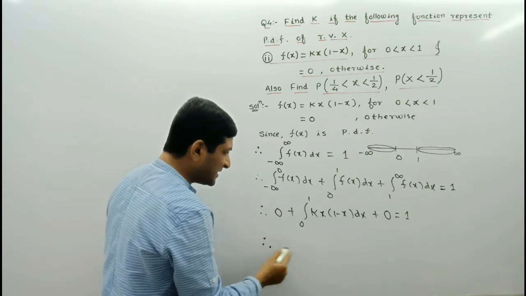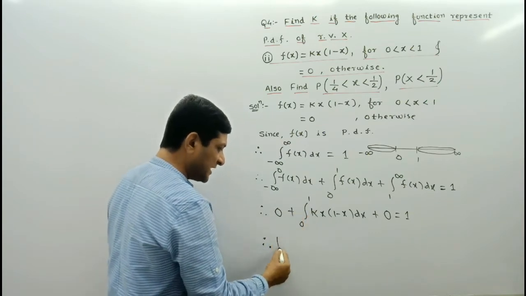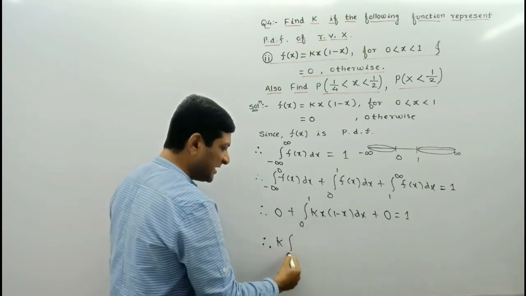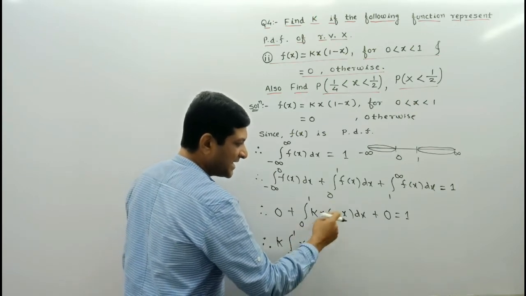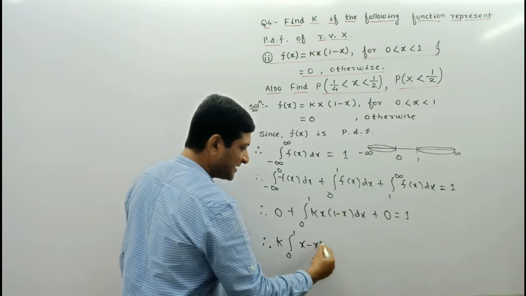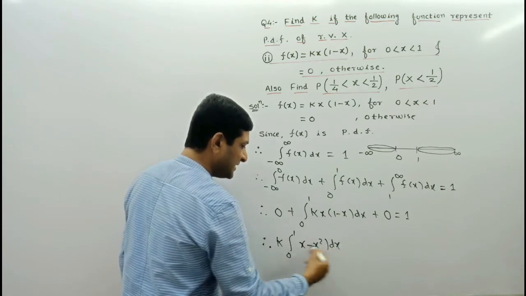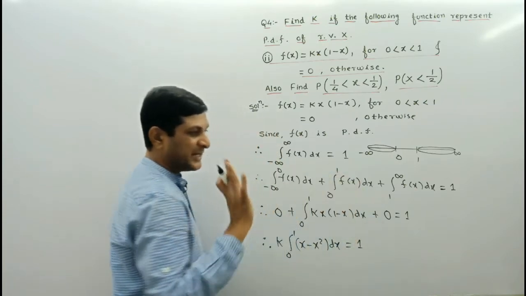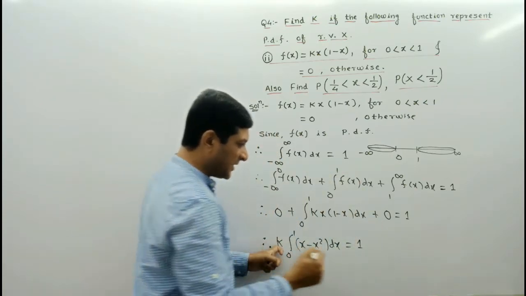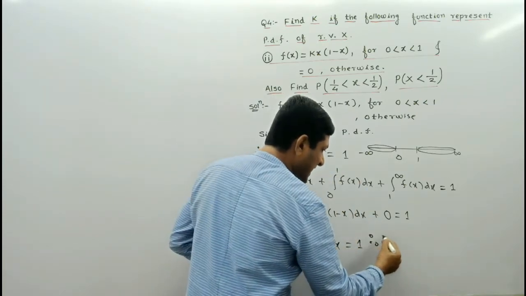Here we can observe that k is a constant, so take it outside the integration, and the remaining term in the integration is x into 1 which will be equal to x, and x into minus x will be minus x square. So let us try to find out its integration. On the right hand side, 1, keep it as it is. So k, keep it as it is. So therefore k as it is.